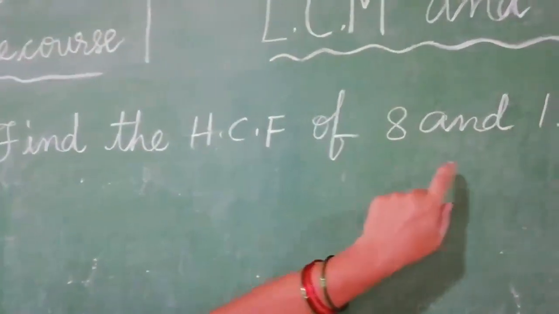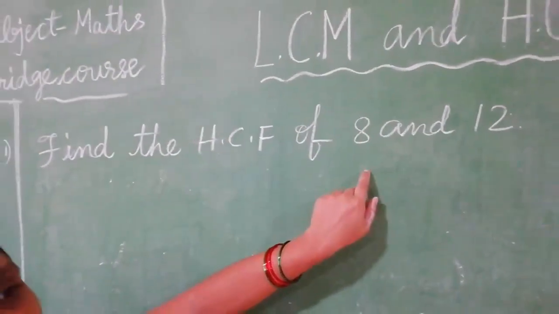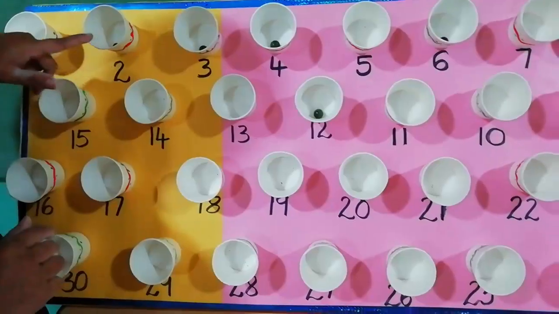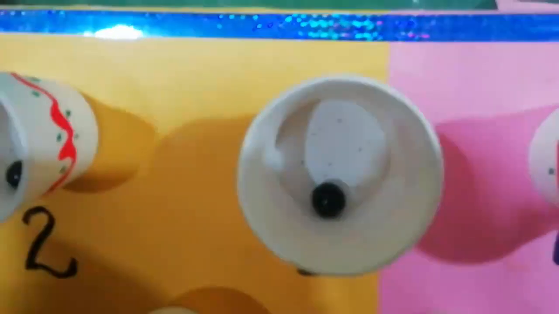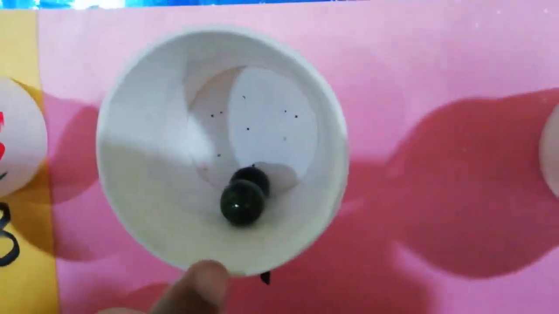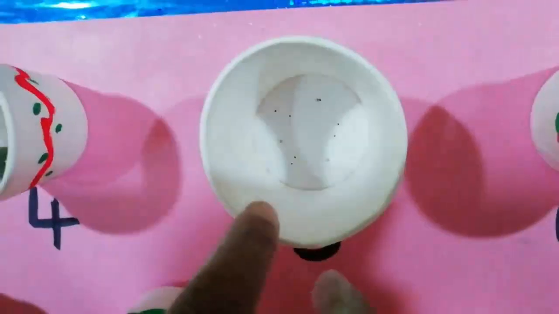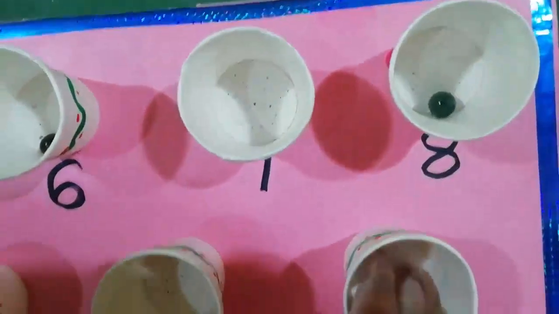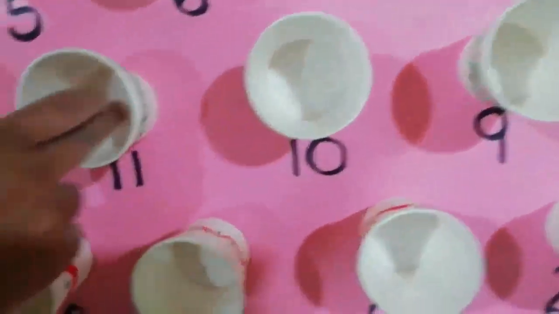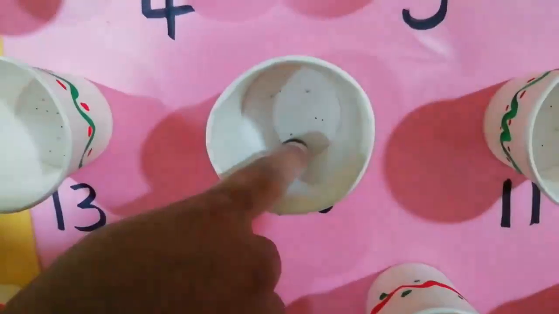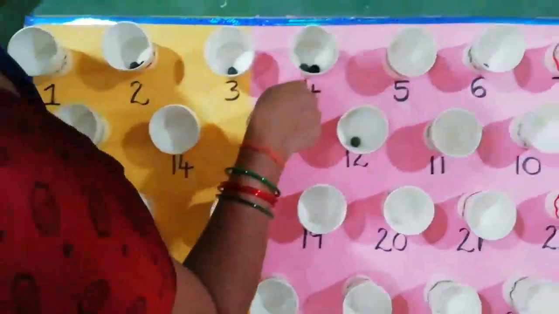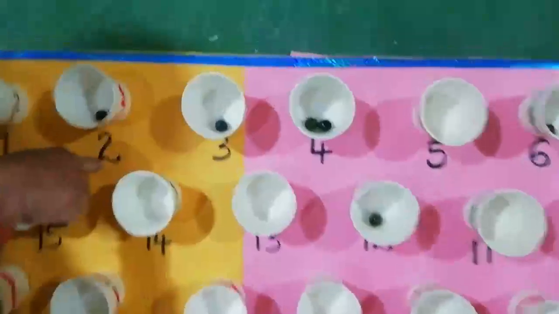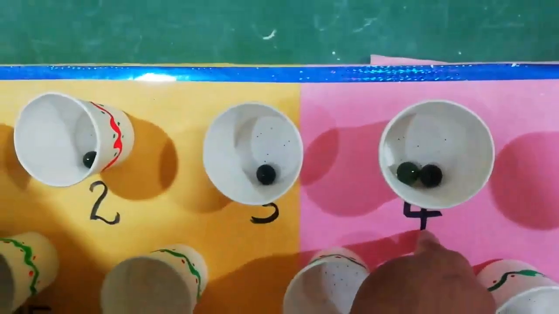Find the HCF of 8 and 12. What numbers are given? 8 and 12. First, see, 2 marbles are there. 3, 1, and the 4 has 2, 5 not there, and the 6 has 1, and 8 has 1, and the 9 not there, and the 10 not there, and the 11 not there, and the 12 1. Now see the cup 2 and cup 4. The cup 2 has 2 marbles and cup 4 has 2 marbles.